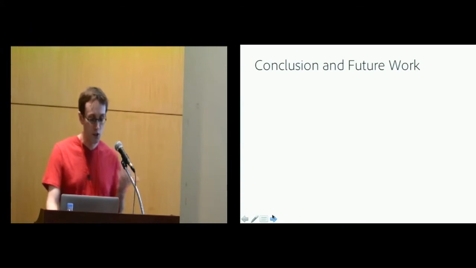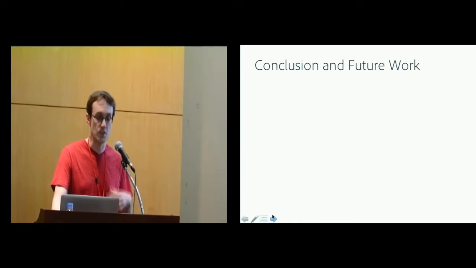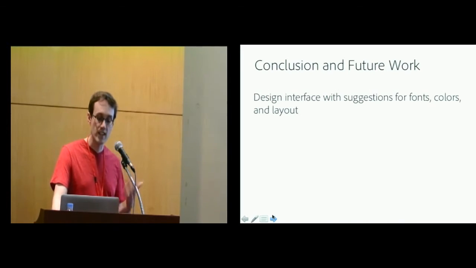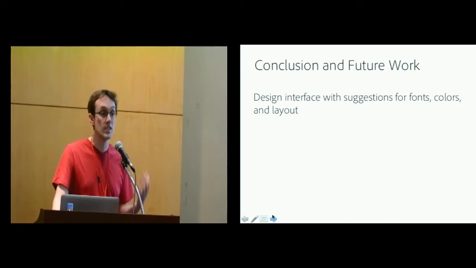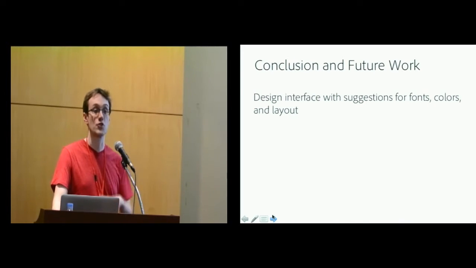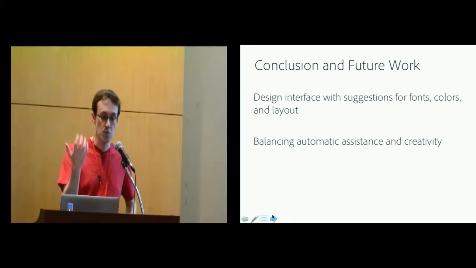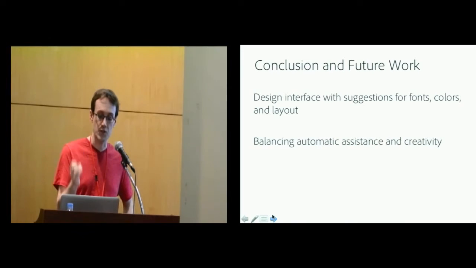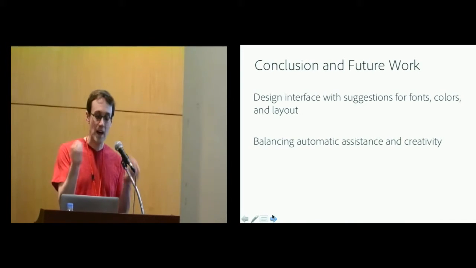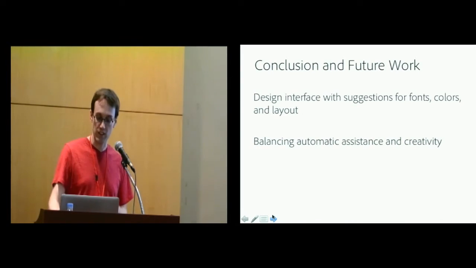So in conclusion, this project is an initial attempt to use aesthetic models and machine learning to aid design. Besides improving the model interface, one exciting direction is developing a holistic interface, which makes suggestions for all aspects of design, including fonts and colors, as well as layout. Making suggestions in a creativity support tool raises many questions around the balance between automatic assistance and enabling user creativity.